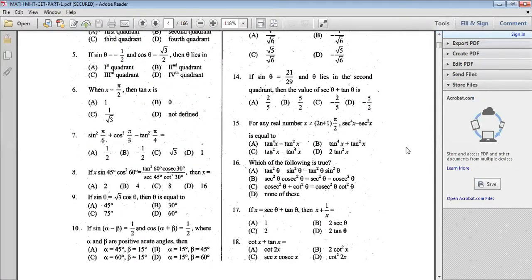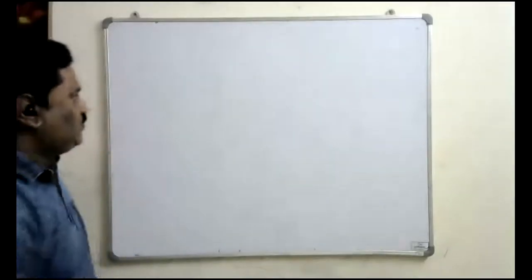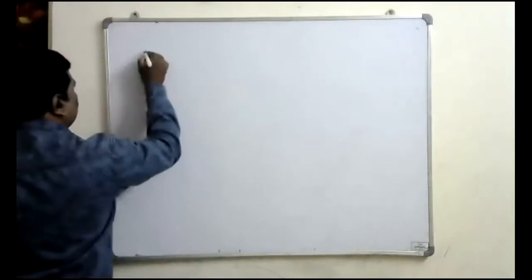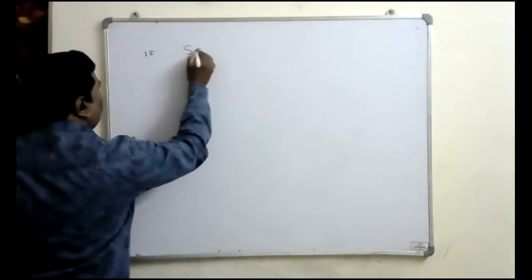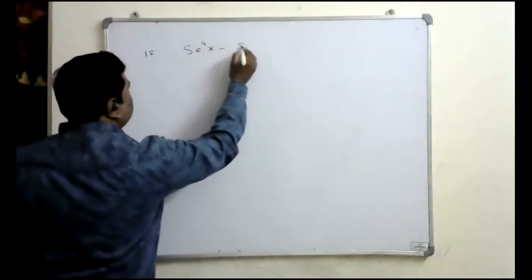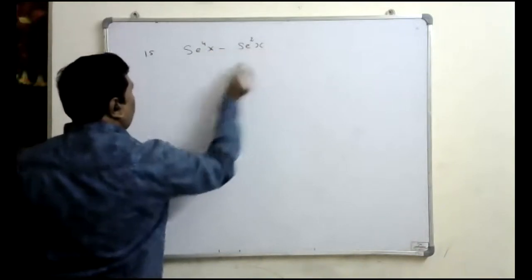Now, all of you observe problem number 15. For any real number x, what is the value of secant power 4x minus secant square x? We want that value in terms of tan. In the options, all the options are in terms of tan. So let's observe this. We have to find secant power 4x minus secant square x in terms of tan.